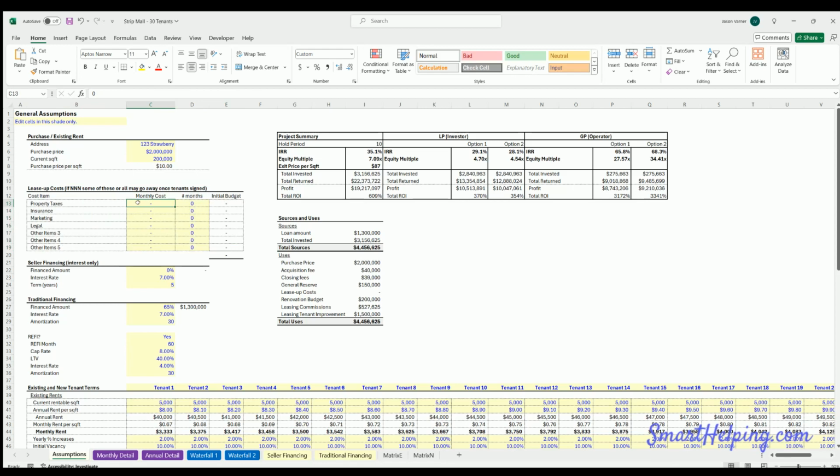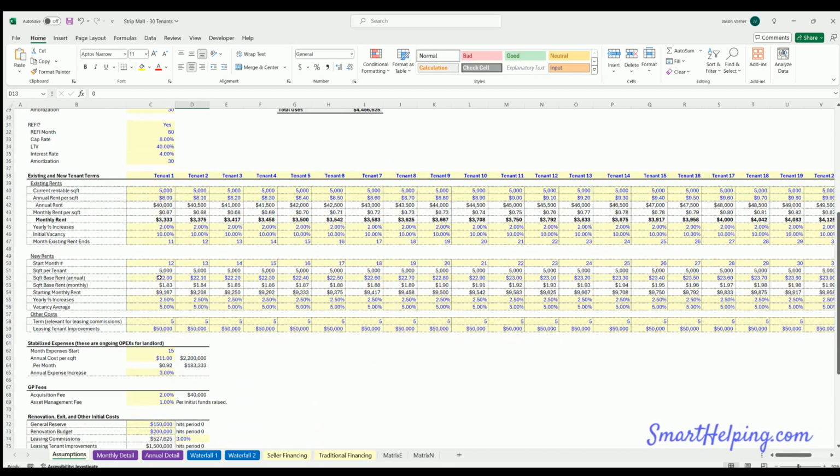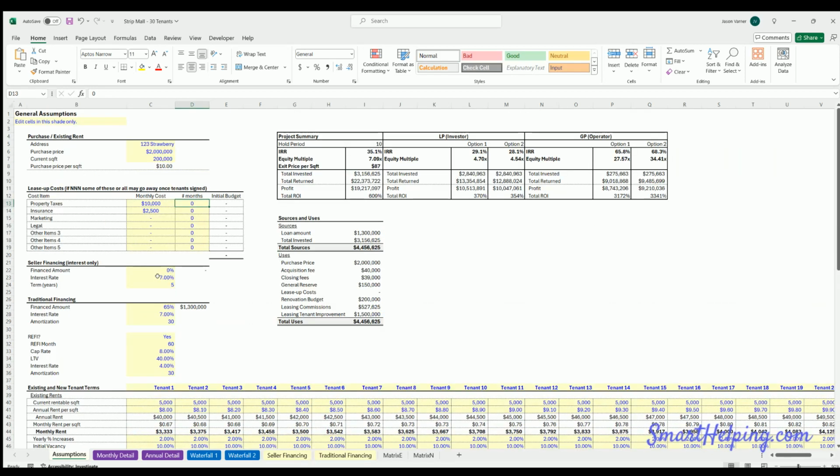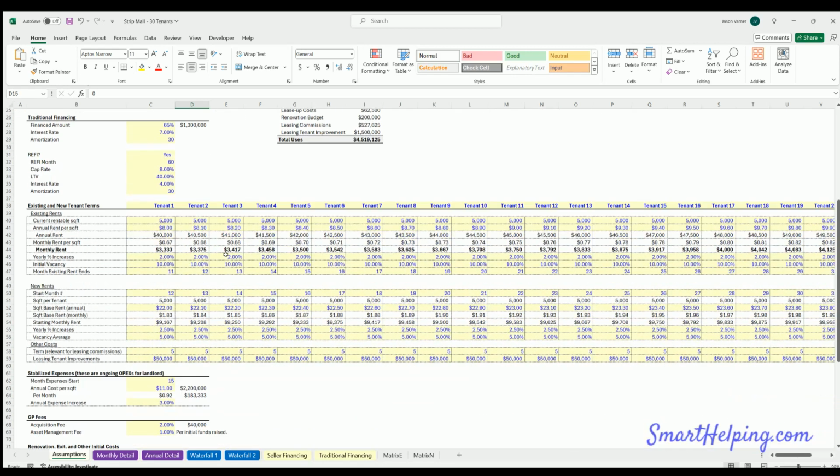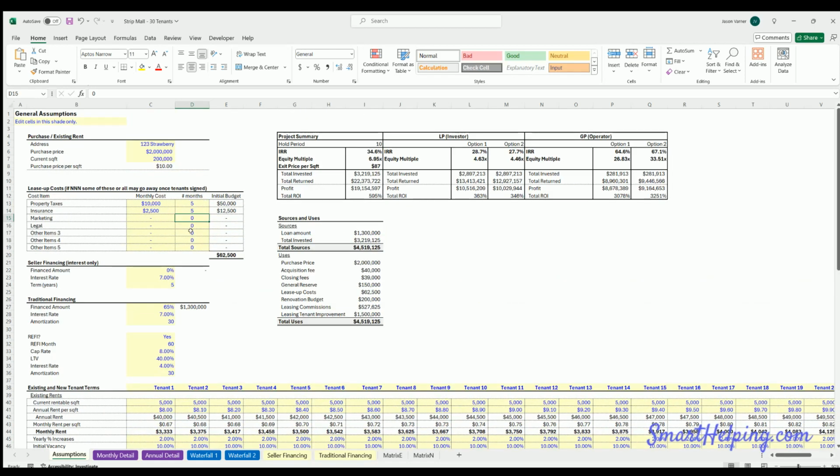So let's say you got property taxes of $10,000 a month, and let's say you've got insurance of maybe, who knows, 2,500, and let's say you got to pay that for 5 months. This should be somewhat close or relative to what your stabilized is. And then let's say after 5 months, you think you'll get all the tenants up.